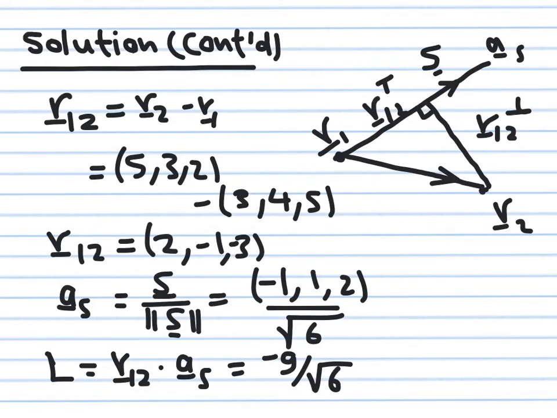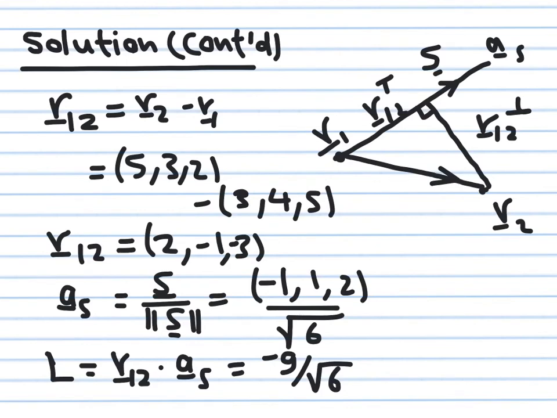Okay, so we proceed. We first calculate r12. This vector r12 is equal to r2 minus r1, as we explained in class. I notice the change in order. So this is r2, where I'm observing my field, and this one is a point along the line. 5 minus 3, 3 minus 4, 2 minus 5. You get this vector here, which is r12.